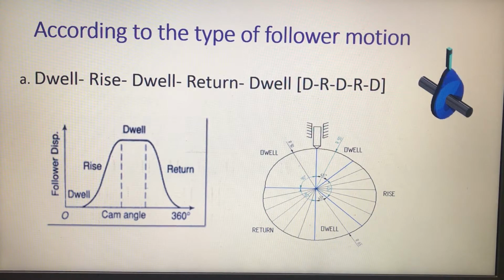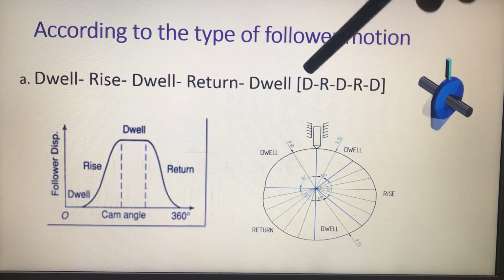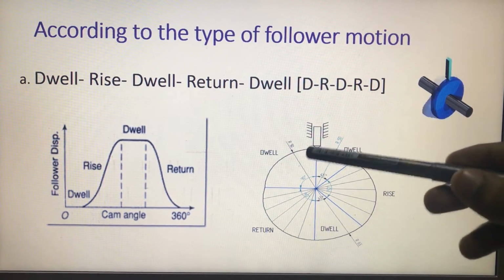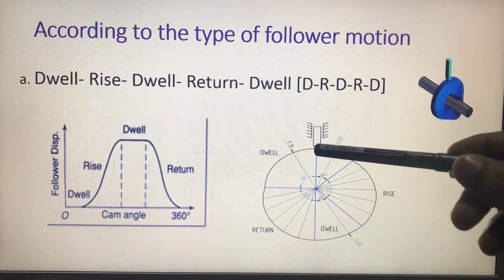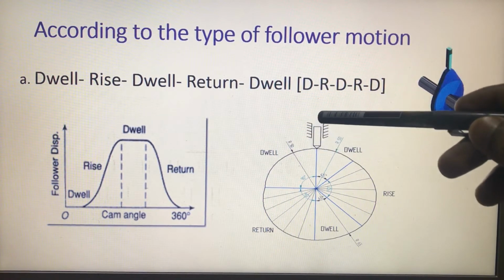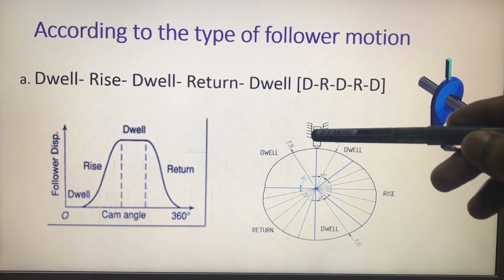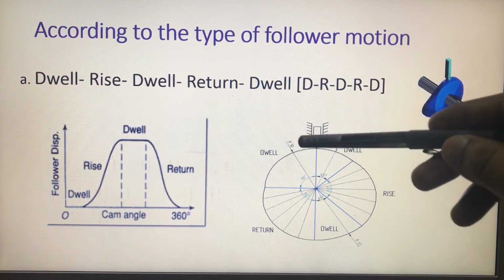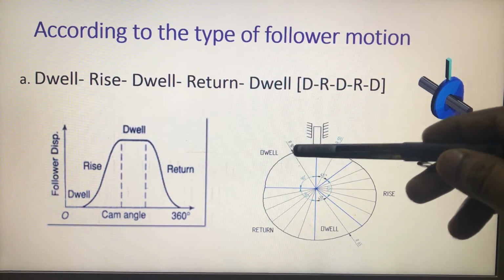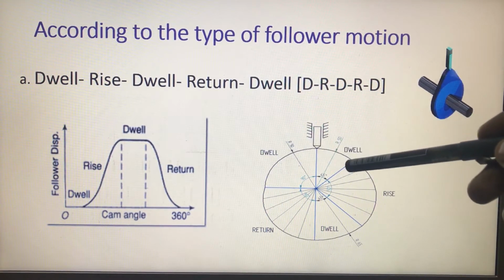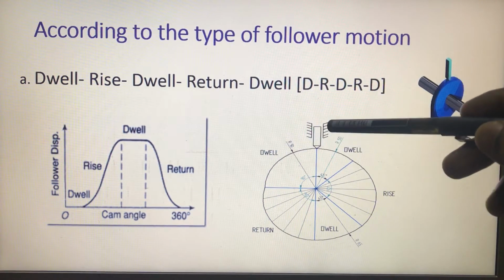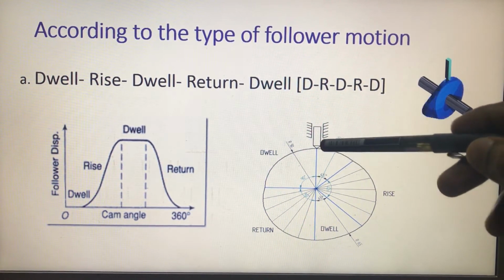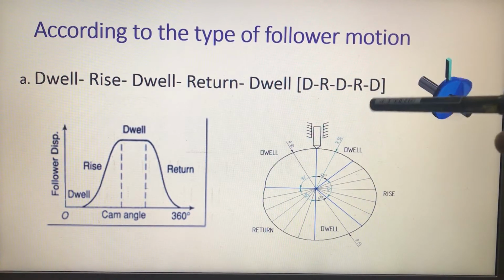When it comes to this D-R-D-R-D, let me explain through this profile. This is the initial position of the follower. Here the radius is 50 mm. It is the same from 0 degree to 45 degree. So that is why there is no displacement of the follower here. It is constant, that is 50 mm only.